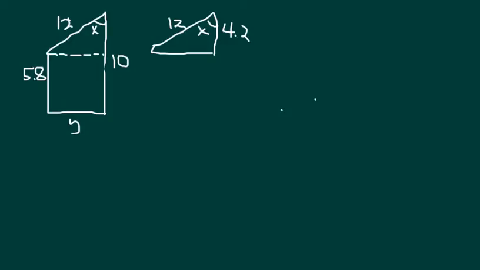Okay, the first thing that I've done is that I've drawn out this figure here. I'm going to cut it into two right here. So there's a triangle here and a rectangle here. And I have to realize that this length here is 5.8, and therefore this length up here is 10 minus 5.8, which is 4.2.